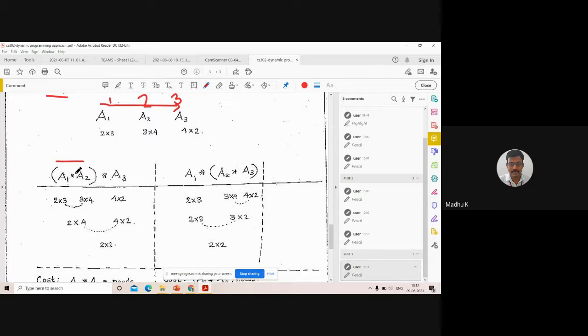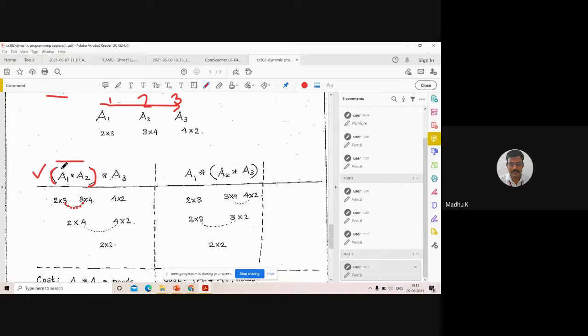Is it possible? Yes. Why? Because this is 3. You can note here, these are equal, so I can multiply. No problem. Then I will perform this first, and I put parentheses around this because I'm performing it first. Then the result of this is multiplied with a3. This is one possible multiplication.